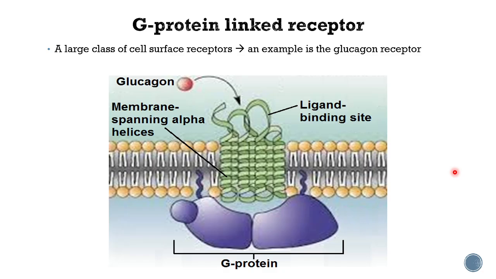So basically that's the structure of the G protein linked receptor. Then later we'll look at its function. Can I leave it to you to explain the structure to function?